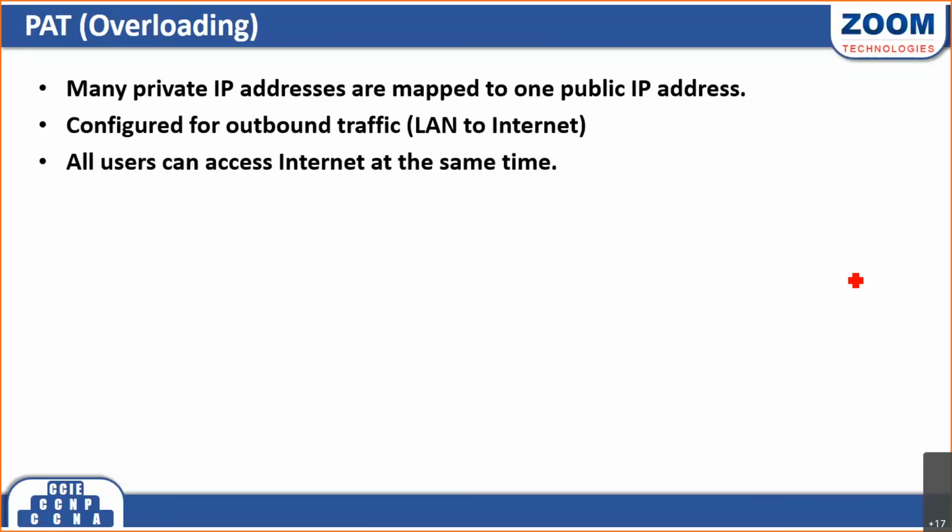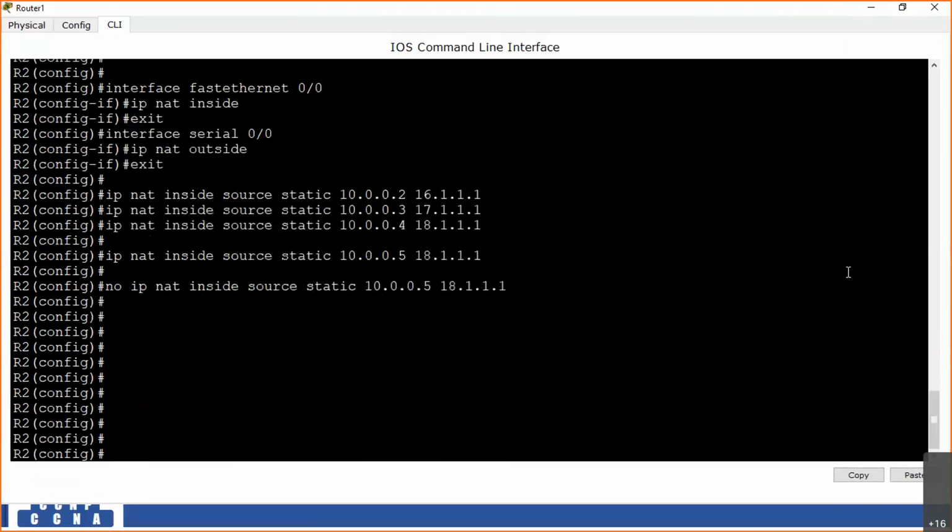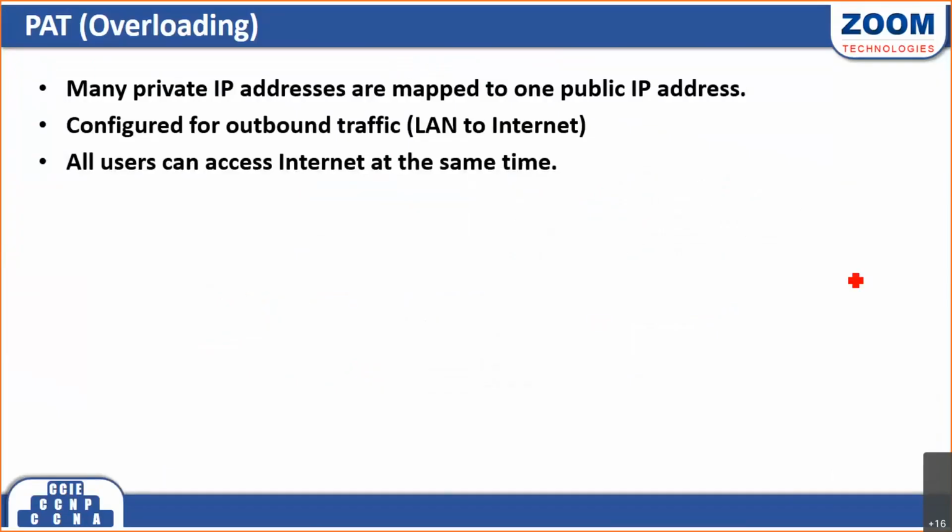The main point is all users can access the internet at the same time. What do you understand by point number 3? All users can access the internet at the same time. What is the point? Many to one: many people can access one public IP. That is point number 1. Many private IP addresses are mapped to one public IP address.